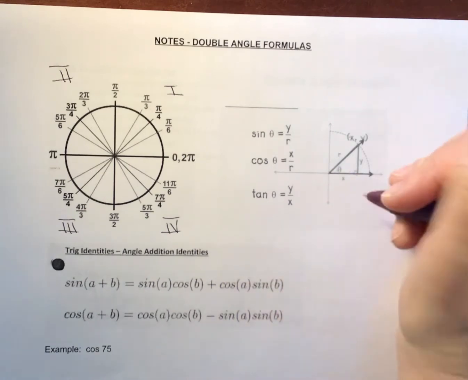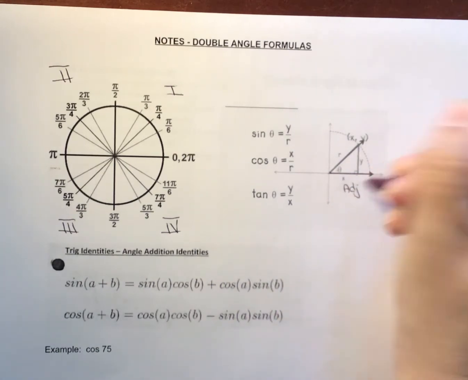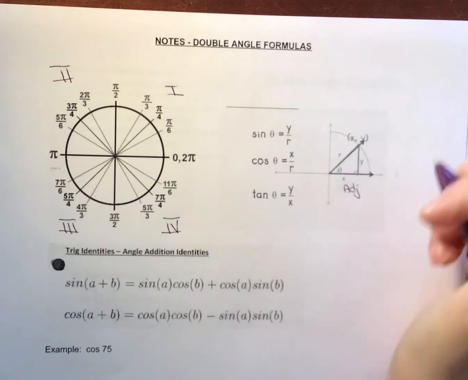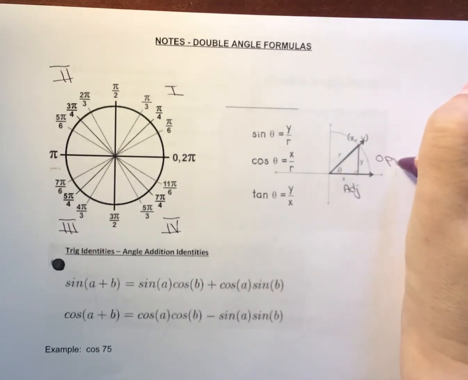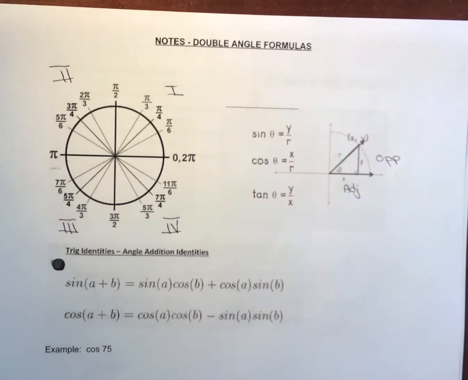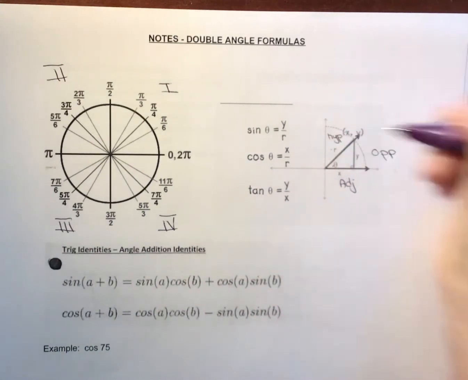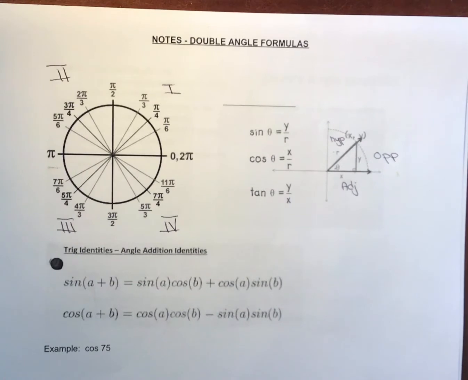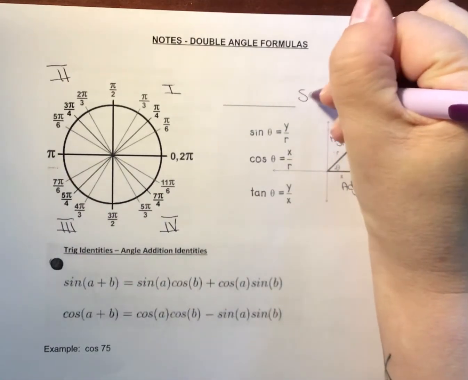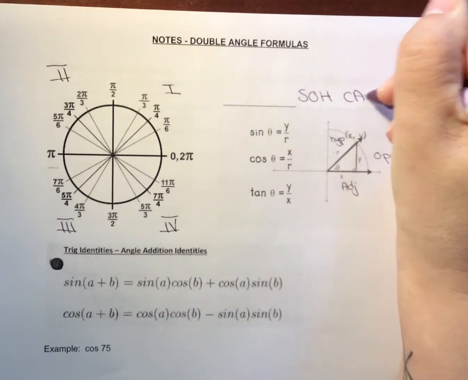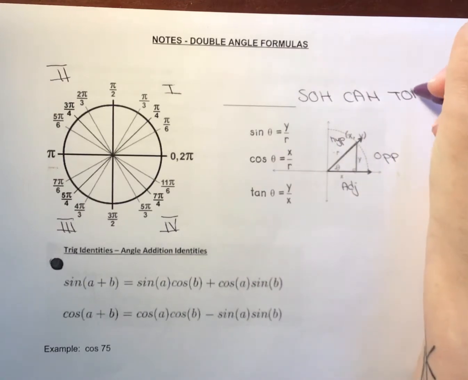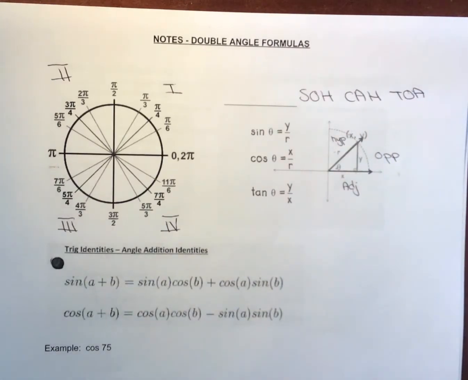So this side would be the adjacent side. The side across from theta would be the opposite side. And then we have the side across from the 90 degree, which is our hypotenuse. So going back to right triangle trig, at the beginning of the year, we had SOHCAHTOA to help us define the three trig ratios.